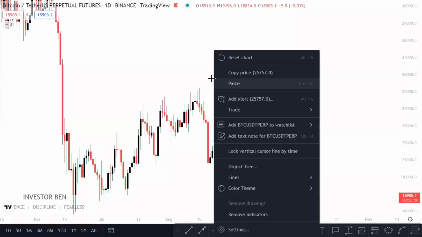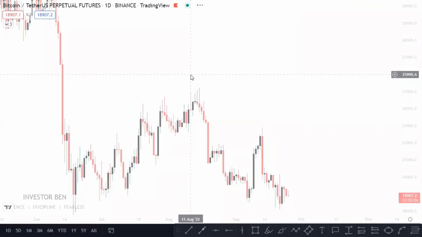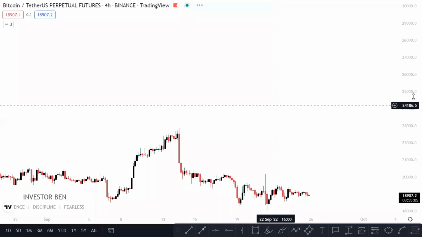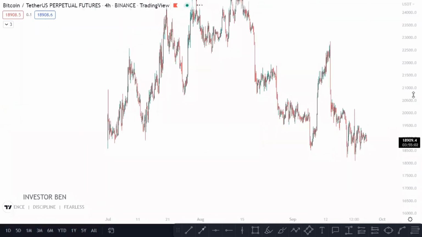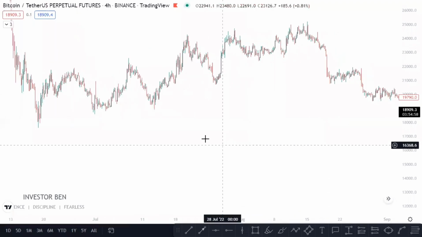So let's scroll to lower time frame, 4 hour time frame, and see what has been happening there. Quite interesting.